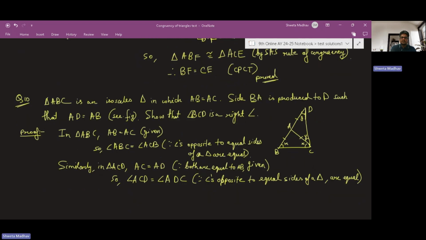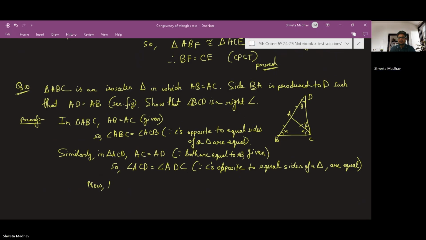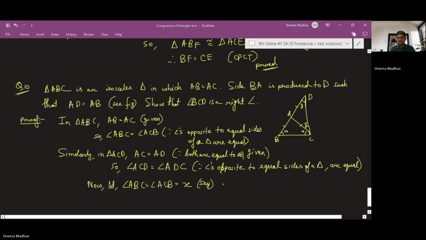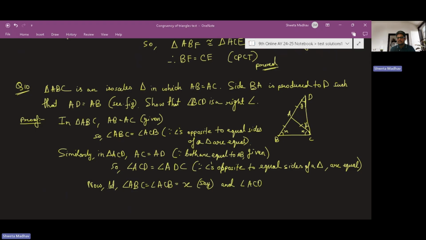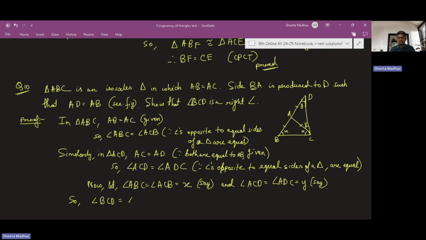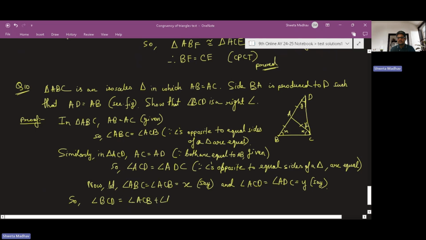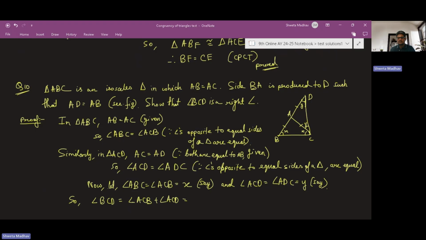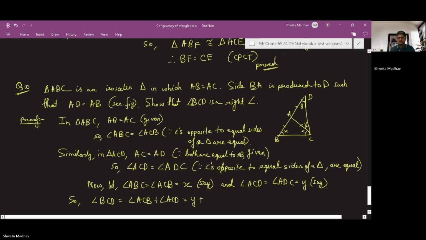So therefore, now let us take angle ABC equal to angle ACB equal to x, suppose. And similarly, angle ACD equal to angle ADC equal to y, suppose. So now you can say that angle BCD is equal to angle ACB plus angle ACD. So that will be equal to x plus y.